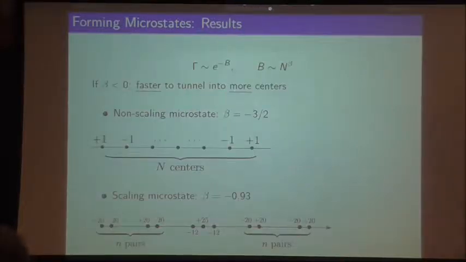And so our results are exactly this. Beta, we found, is smaller than 0. In particular, we looked at two families of microstates, one non-scaling and one scaling, and we found two slightly different exponents for beta. One is -1.5 and one is almost -1. The important thing I want to show you is that we looked at two specific classes, and in both cases this beta exponent is smaller than 0.